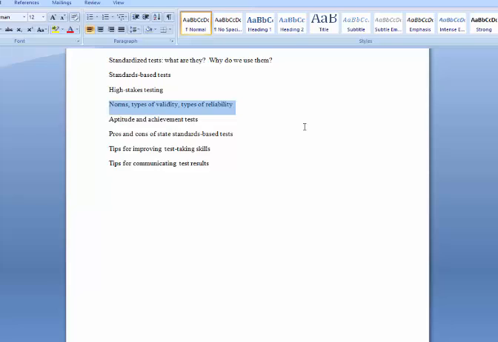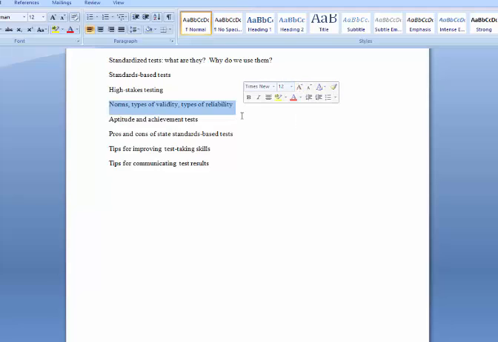As well as predictive validity. Do these results make sense in light of how a student goes on to do later? So some things like the ACT, GRE are intended to be predictive of future performance. They're far from perfect, but that's what they're intended to do.